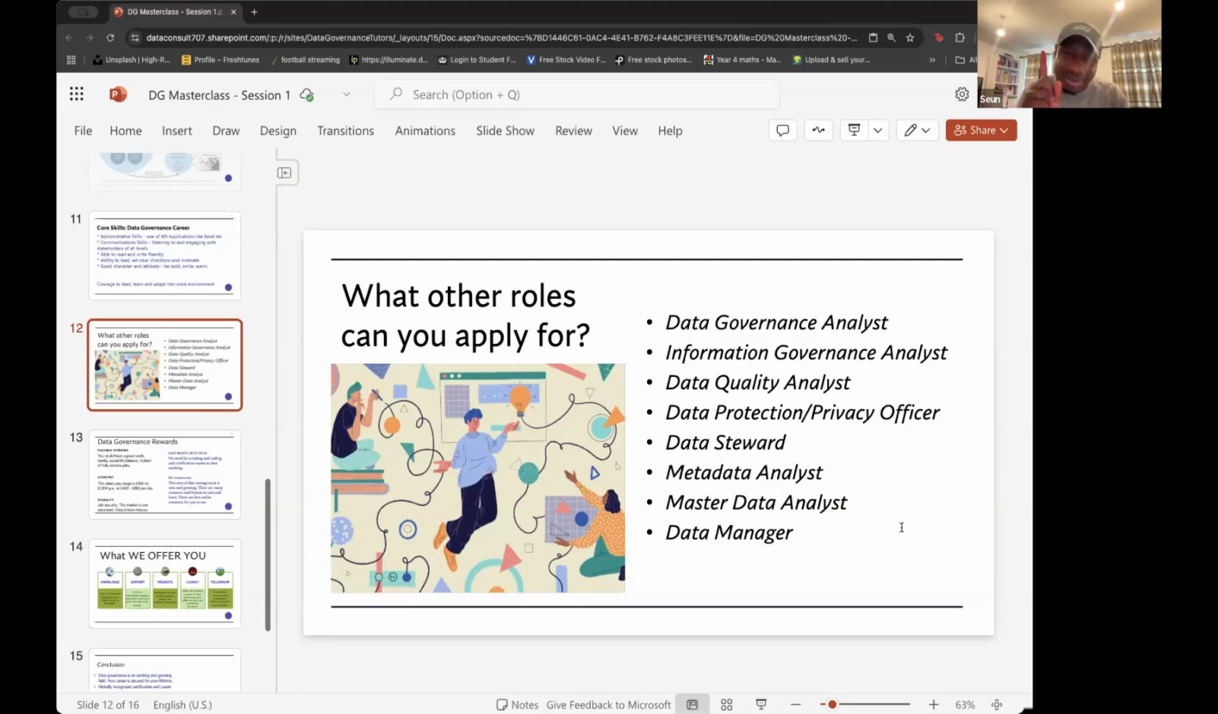Okay, but there are more roles for you to apply for, learning only one thing, learning only governance or data protection or data management. As a professional, you can work in many roles, all right, more than just one, by doing just one course, which is a good deal.